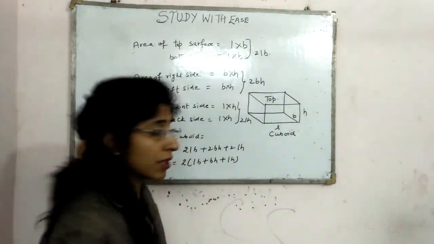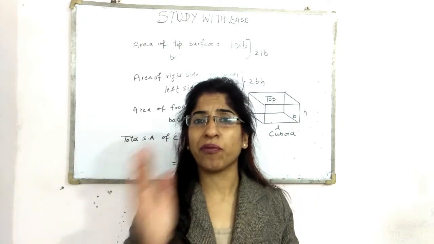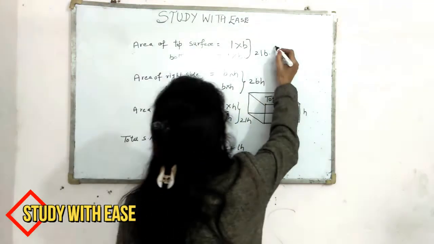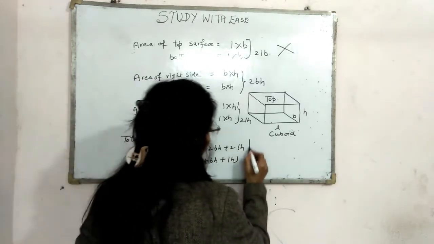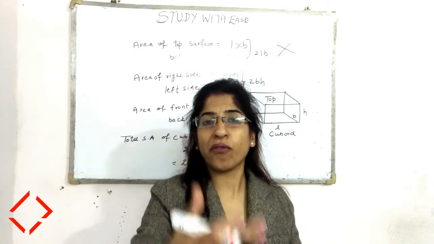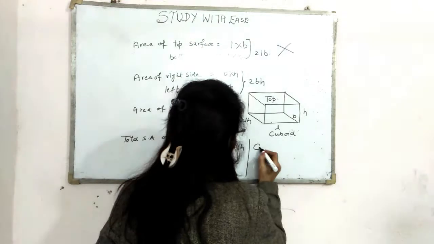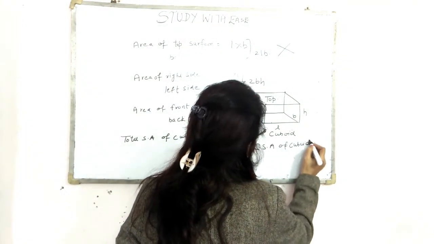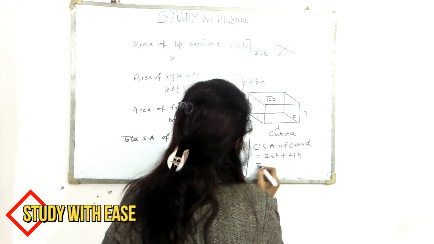Now, suppose the question is given in this form: we are finding the curved surface area of the cuboid. In this situation, we will avoid this part. It means we are using only the right side surface, left side surface, front side surface and back side surface. In this way, we will get the curved surface area of the cuboid. It will be 2BH and 2LH.